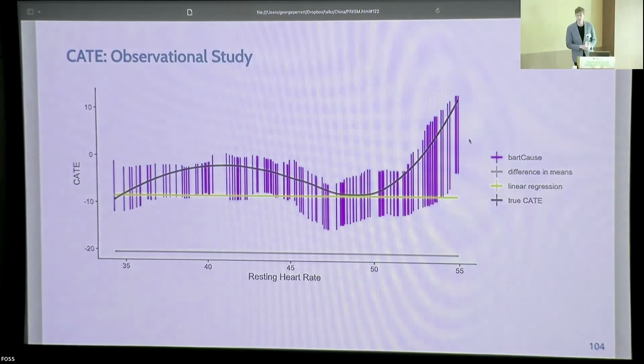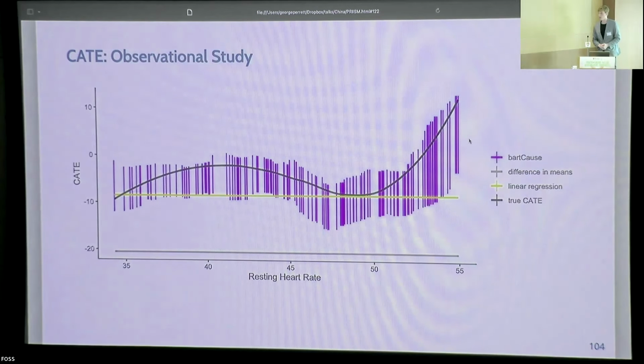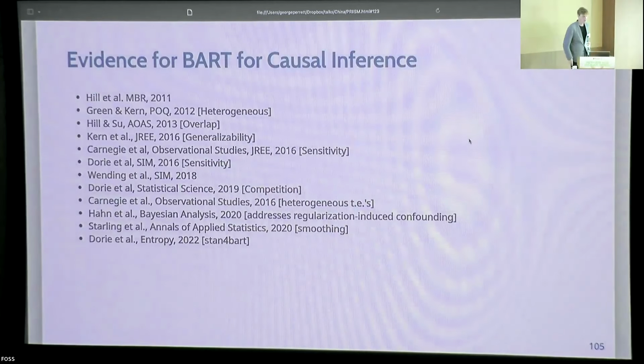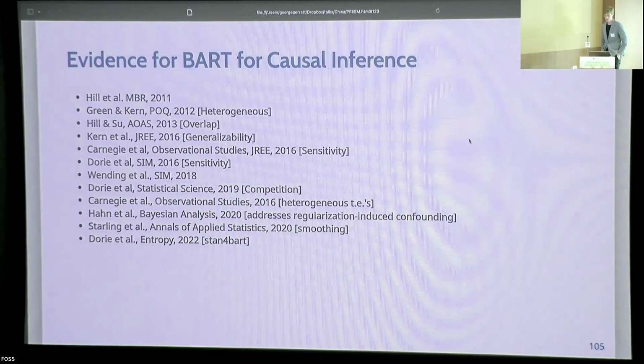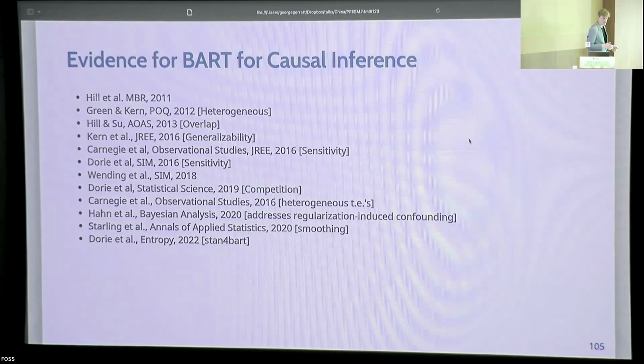Again, even in the observational study context, we are estimating the CATE very well, as well as the SATE. So we're still able to pick up treatment effect heterogeneity, even in the observational contexts. There's a whole lot of evidence for why BART works for causal inference. These are just a few that I've included now. So there's a long and growing list of research supporting this type of approach, particularly in the observational studies context.